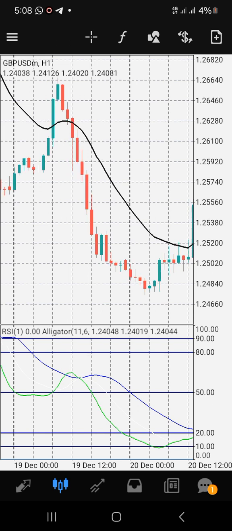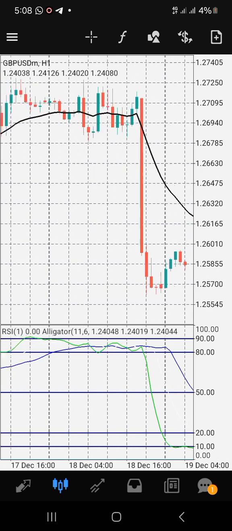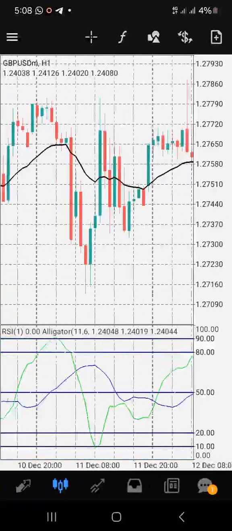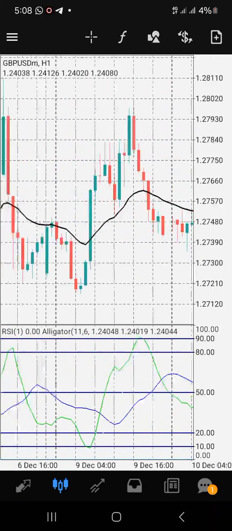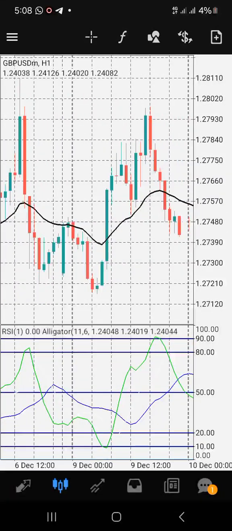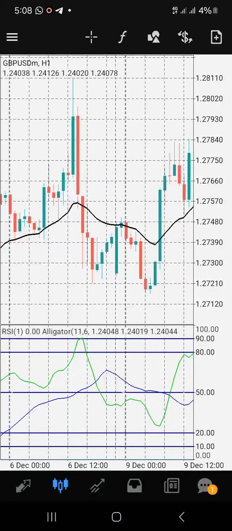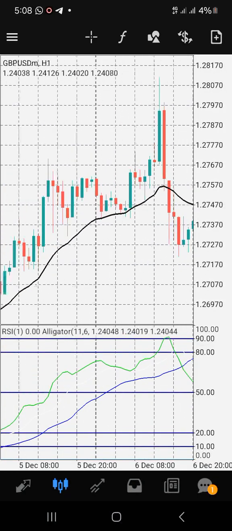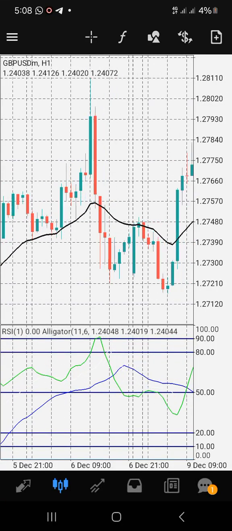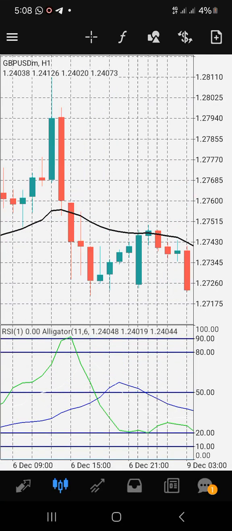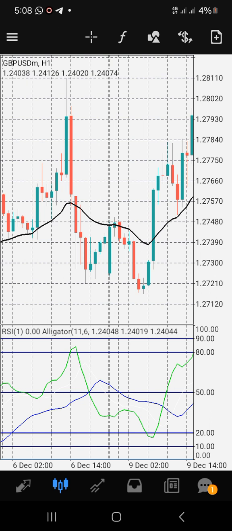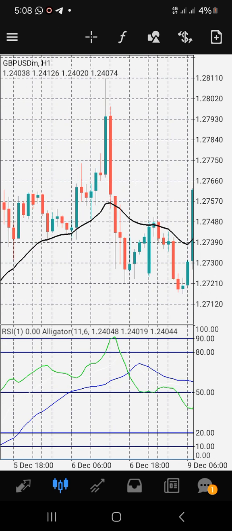So we've looked at three white soldiers, that is three bullish candles forming one after the other, and three black crows. So the last two we are going to look at are the bullish and the bearish engulfing. First of all, let's start with the bearish engulfing. Bearish engulfing is a candlestick pattern that forms when there is a bullish candle followed by a bearish candle.